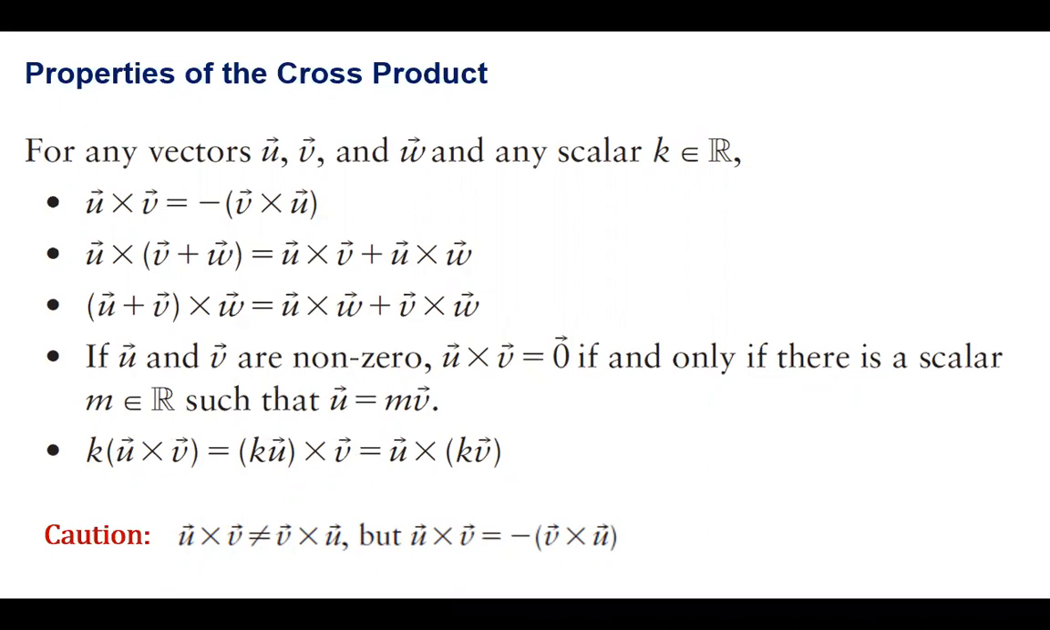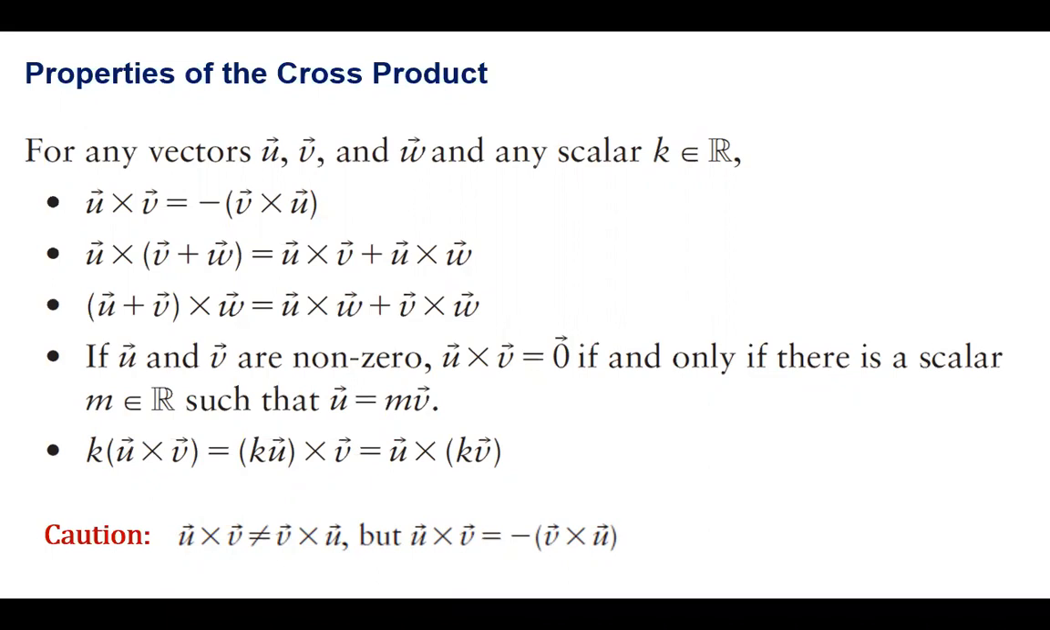Next, u cross the sum of v and w equals u cross v plus u cross w. Next, the sum of u and v, cross w, equals u cross w plus v cross w. Next, if u and v are non-zero, u cross v equals the zero vector if and only if there is a scalar m belonging to the real number set such that u equals m times v, which means u and v are collinear, right?